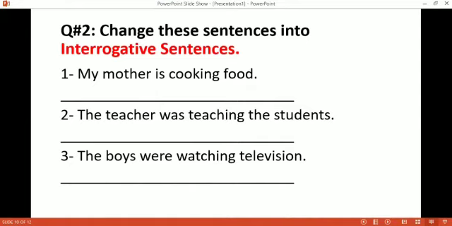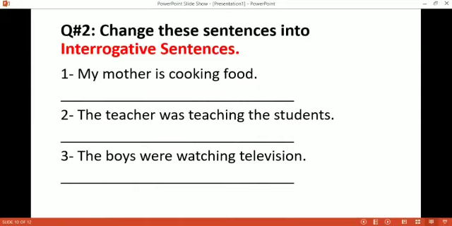The I of Is is capital, and the m of my is small, because Is is now the first word of the sentence. Is is the first word, so we write I capital, and my is the second word. We write the m of my small because my is a pronoun, it is not a proper noun. My mother is cooking food. Is my mother cooking food? Question mark.